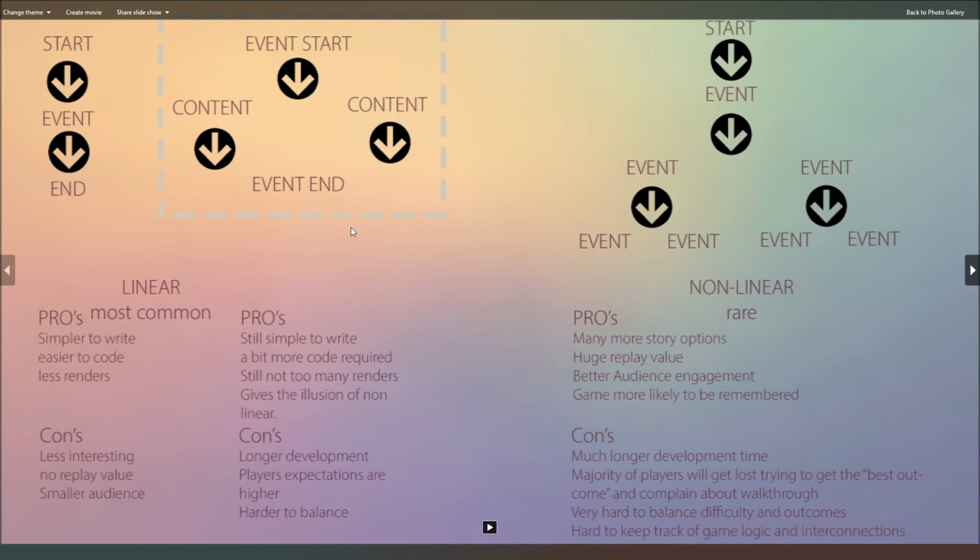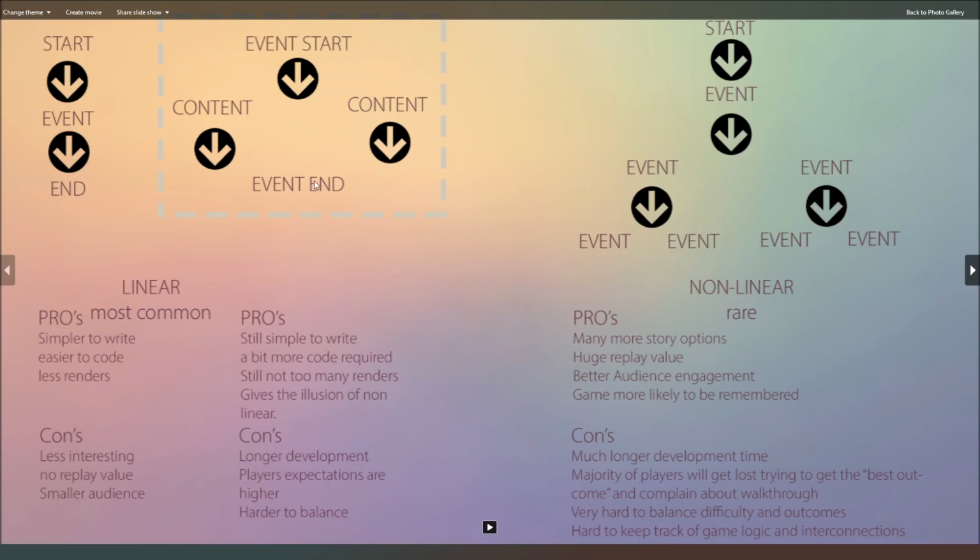The pros to this is that it's still quite simple to write. There is a little bit more code required, but not too much. There's still not too many renders, and it gives the illusion of the game being non-linear. The cons, of course, are that it's going to take you longer to develop that sort of game. It's going to increase the player's expectations because they have the illusion of the game being non-linear. It means that they're going to have higher expectations of the outcomes, and it's much harder to balance.